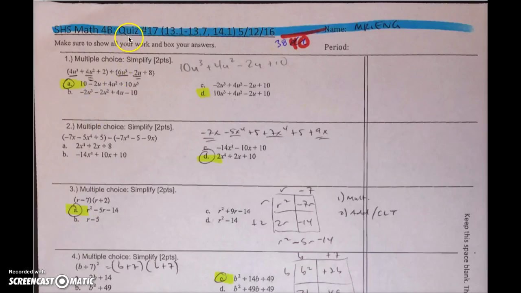Hi, these are the quiz corrections for quiz number 17 in chapter 13 and 14.1, which was the quadratic formula. This was on May 12th, 2016. This quiz was out of 38 points.